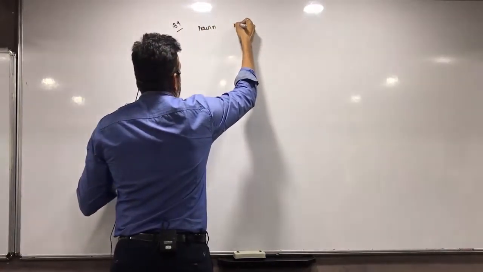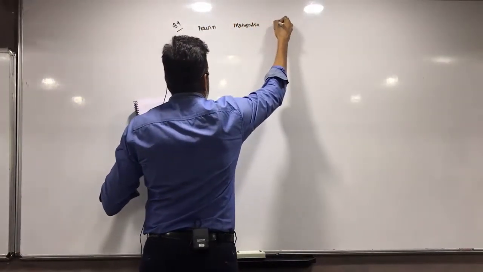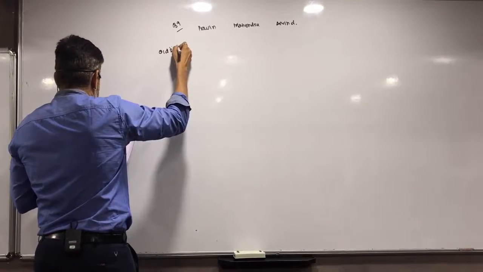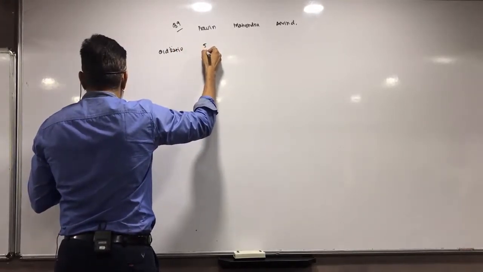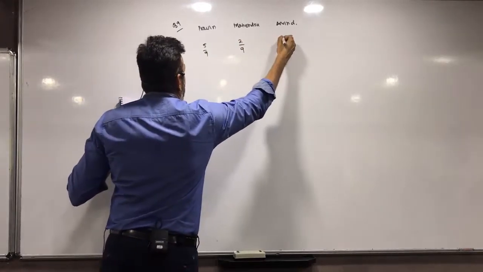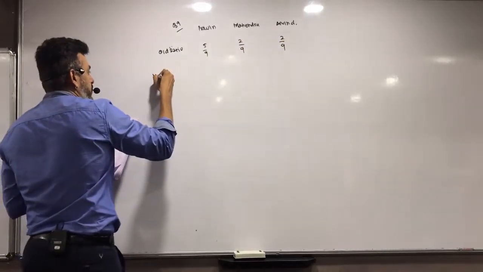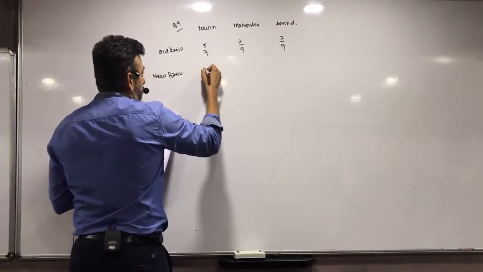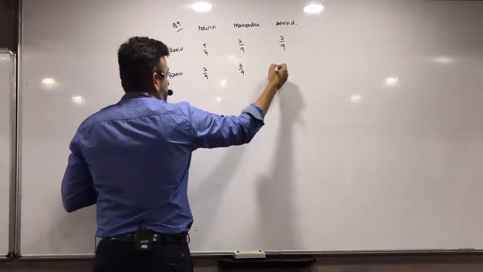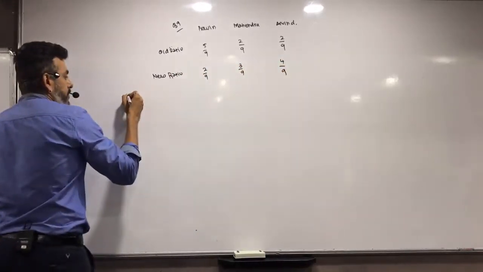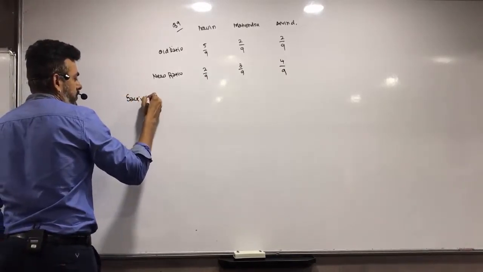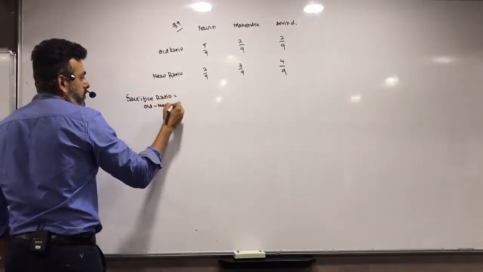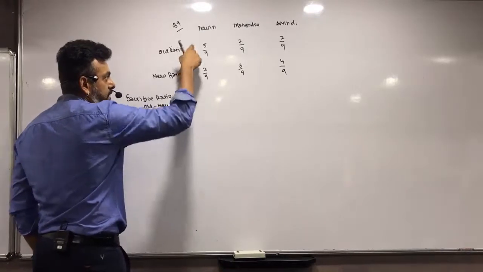Praveen, Mahendra, Arvind. Old ratio 5 by 9, 2 by 9 and 2 by 9. New ratio 2 by 9, 3 by 9 and 4 by 9. Sacrifice ratio is equal to old minus new. Old minus new, directly we can do it.